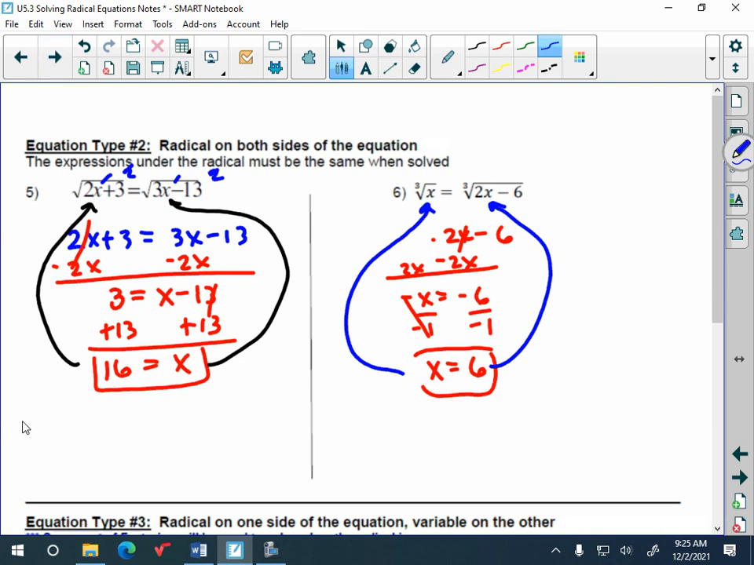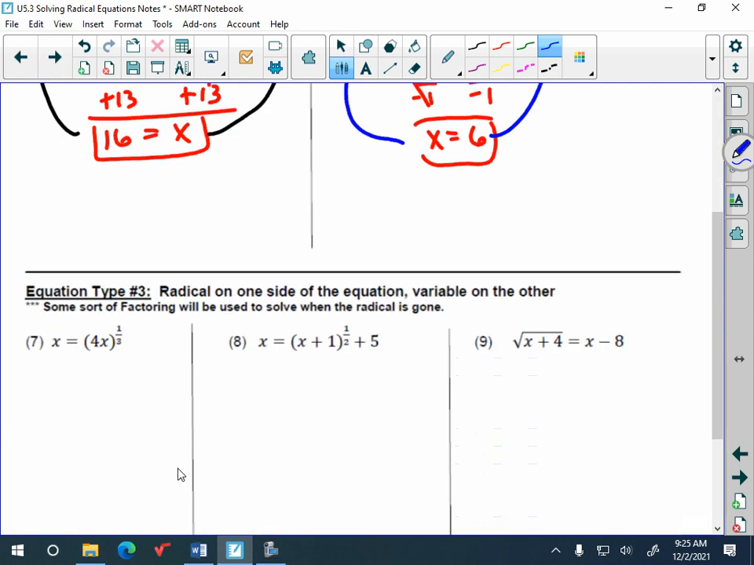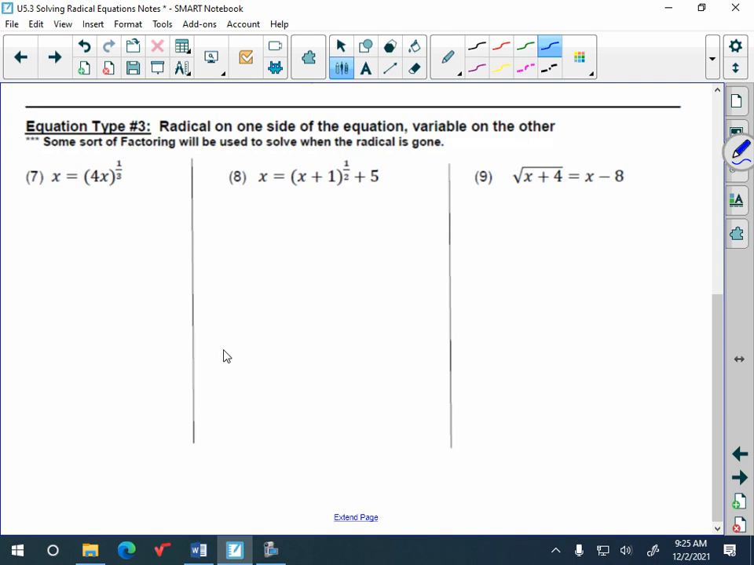So the first two aren't too bad. Type number 3 is the one that has the most work. I want you to see what makes it different from the other two. You have your radical, you have a variable underneath and a variable on the outside. So it's inside and outside. Anytime you have a variable on the inside and a variable on the outside, you're going to have to use factoring at some point in the problem, towards the end, to solve it.